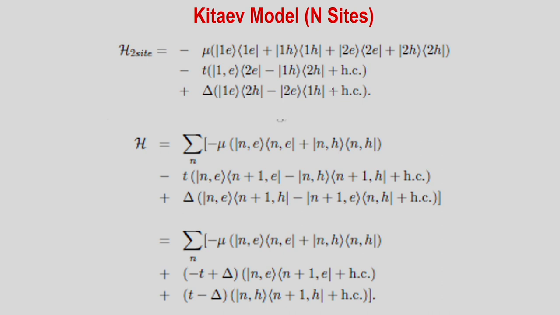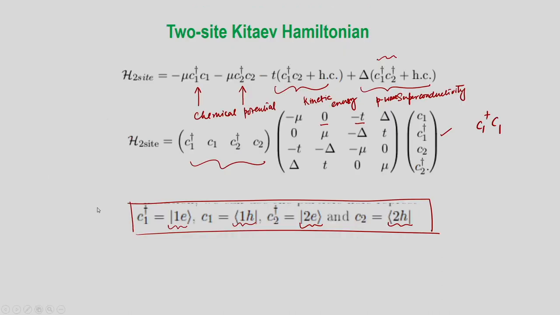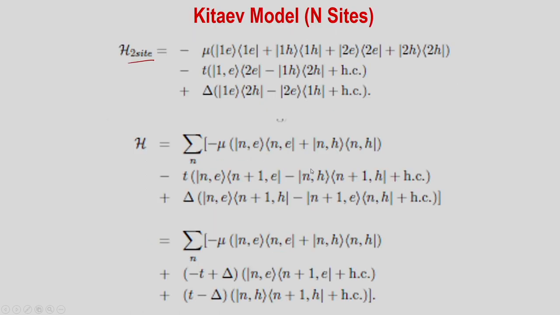We wrote down the two site Hamiltonian here, which is the same Hamiltonian as you see here written in this matrix form. This is written in terms of E and H, the bras and the kets, and we can generalize this to n sites. So this is for an n site Hamiltonian, and it has this minus mu and so on, then there's a T term, and then there's a delta term. You have to see it carefully that it's a C1 dagger C2 and C2 dagger C3. All these terms are there, and then you can combine these terms.